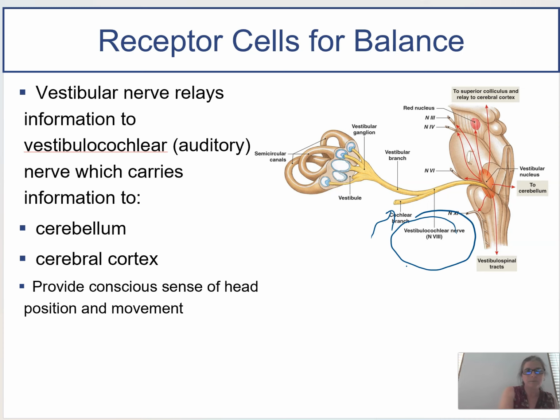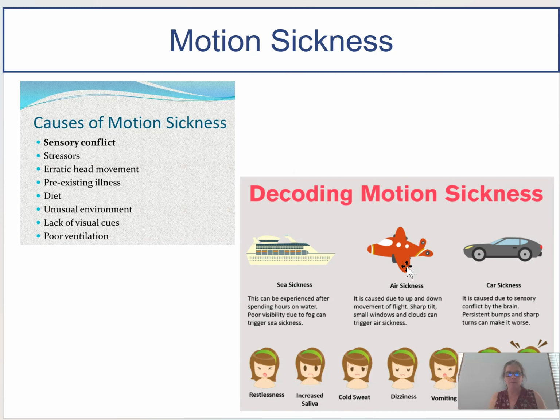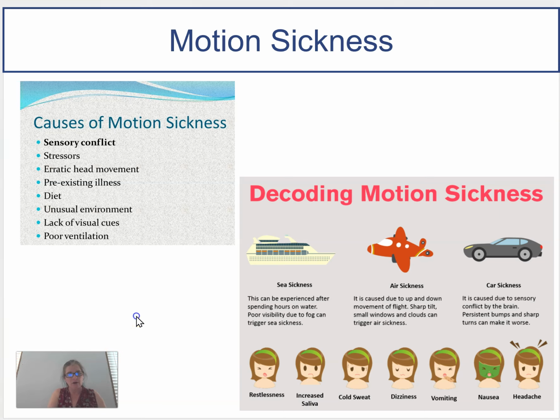Now notice it goes to your cerebellum first, because your cerebellum is your center for balance, right, and coordination. It also sends information to your cerebral cortex so you're aware of your positioning of your head and your movement. And so motion sickness, there's pretty big things going on here, and I don't even know if they figured it all out. But basically, we know that motion sickness, one, happens from a conflict.